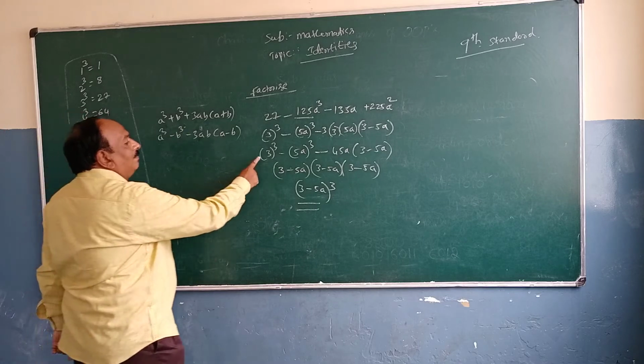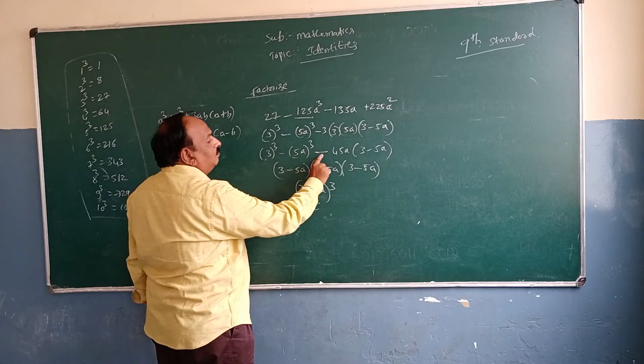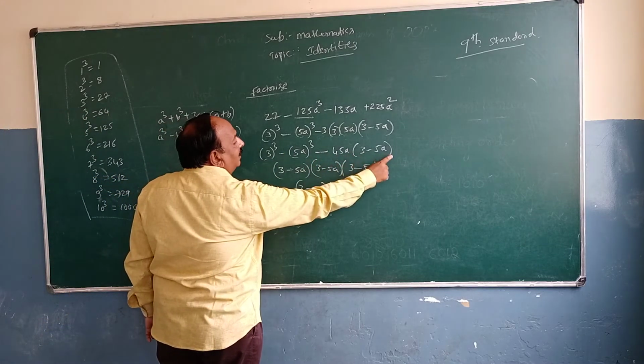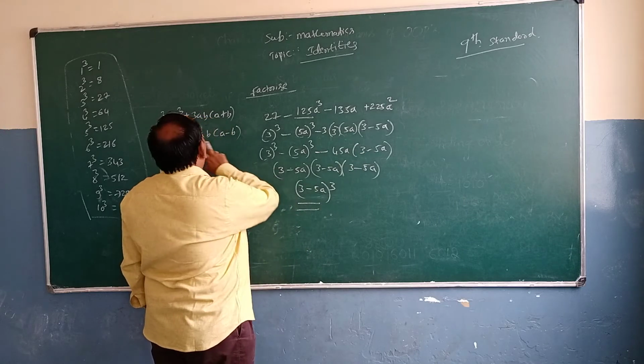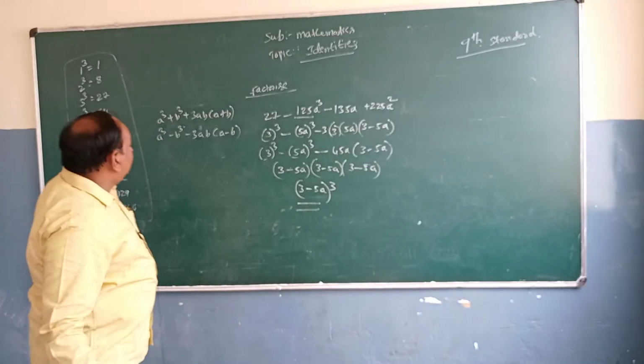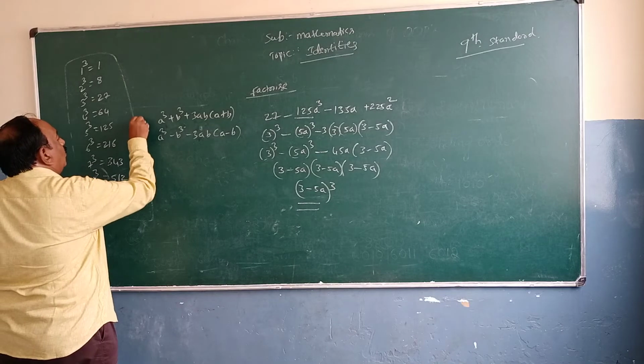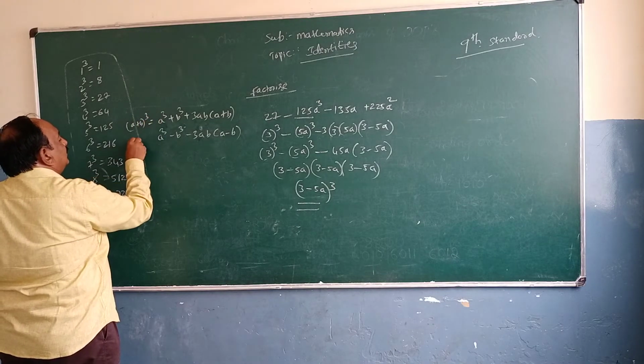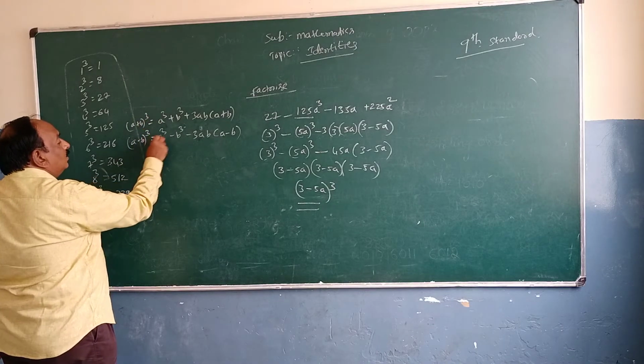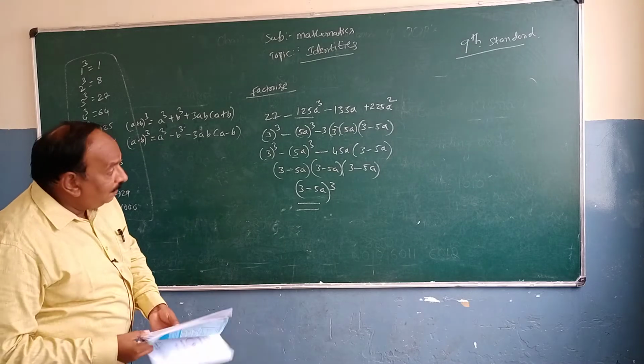This is of the form a cube minus b cube minus 3ab into a minus b. That is a minus b whole cube. This is equal to a minus b whole cube. Next problem.